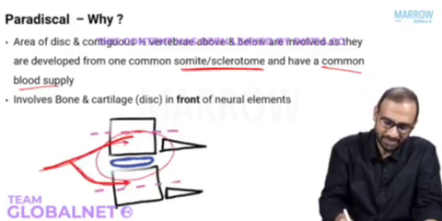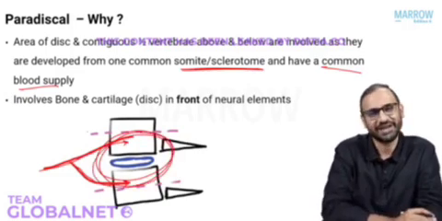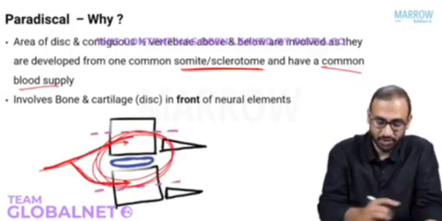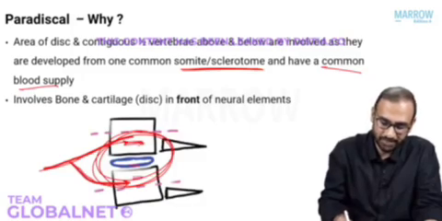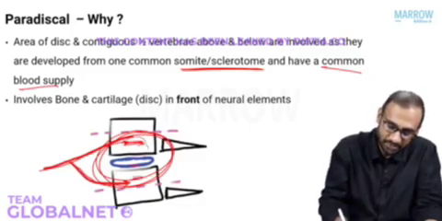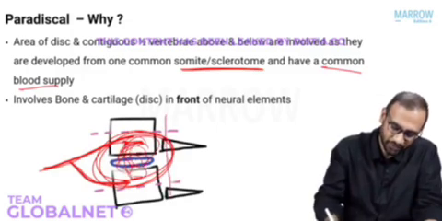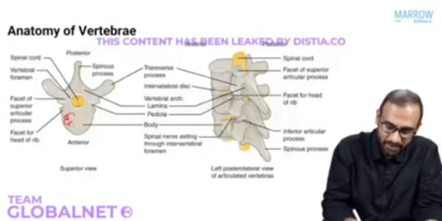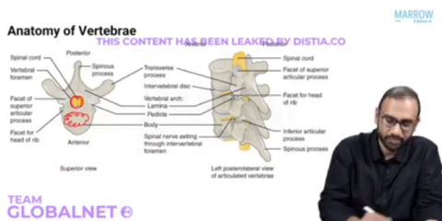And this is the reason tuberculosis most commonly involves the paradiscal region. Very simple. It's embryologic. So it involves the bone and the disc. And the organism thrives here, grows here, causes destruction here. All of it in front of the spinal cord, anterior to the neural elements. So here is where the organism will start to grow, behind which is your spinal cord.